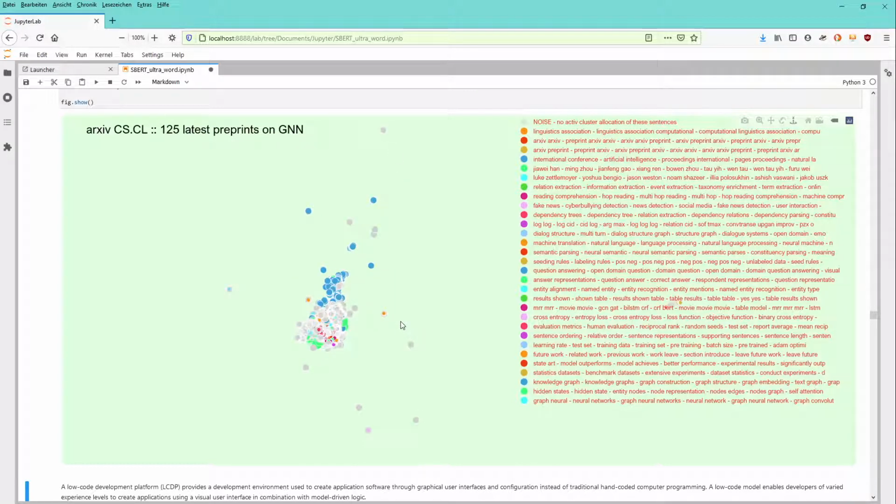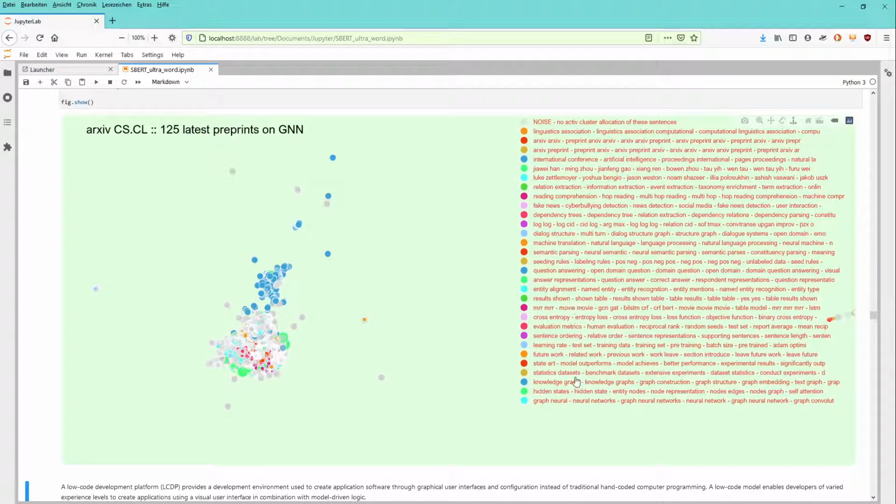And here we have 45,000 dots. Each dot is a sentence. We transformed it into a topological space. With UMAP, we performed a dimensional reduction, and with HDBSCAN, we applied a clustering algorithm. We get 23 different clusters from 125 publications on graph neural networks, the latest research publications.